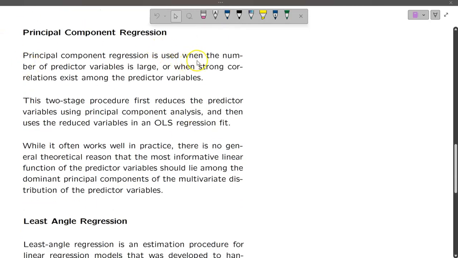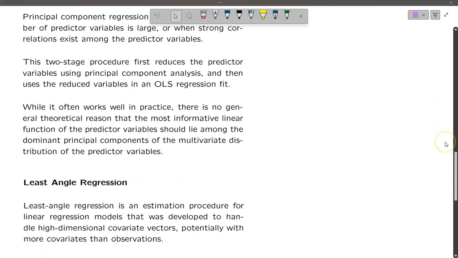Principal component regression. Principal component regression is used when the number of predictor variables is large, when strong correlations exist among predictor variables. This two-stage procedure first reduces the predictor variables using principal component analysis and then uses the reduced variables in an OLS or ordinary least squares regression fit. While it often works well in practice, there is no general theoretical reason that the most informative linear function of the predictor variables should lie among the dominant principal components of the multivariate distribution of the predictor variables. So we are talking about principal components.